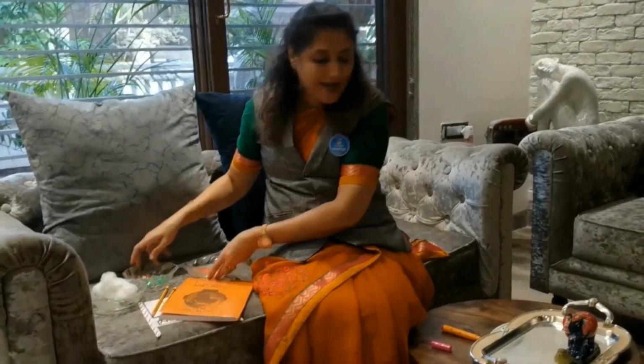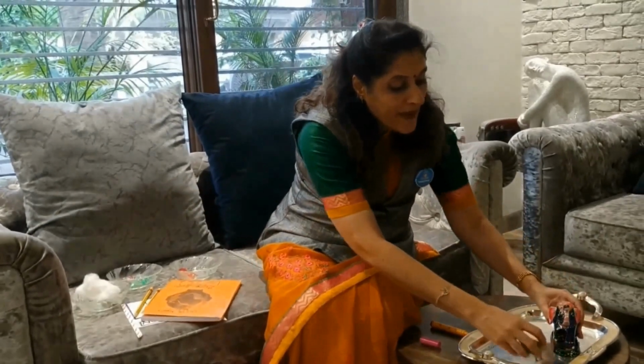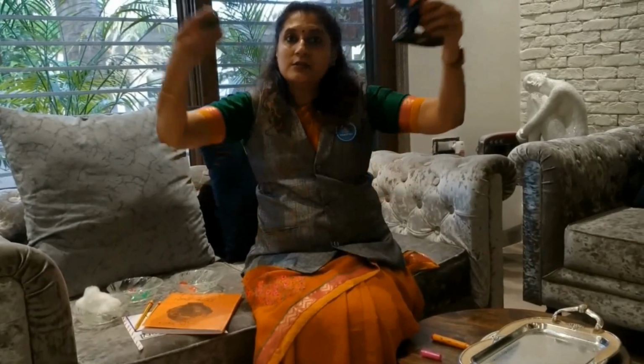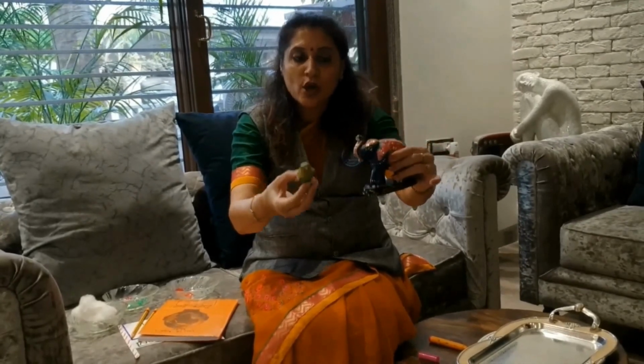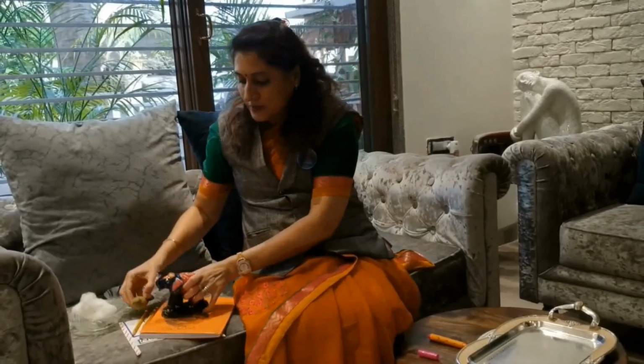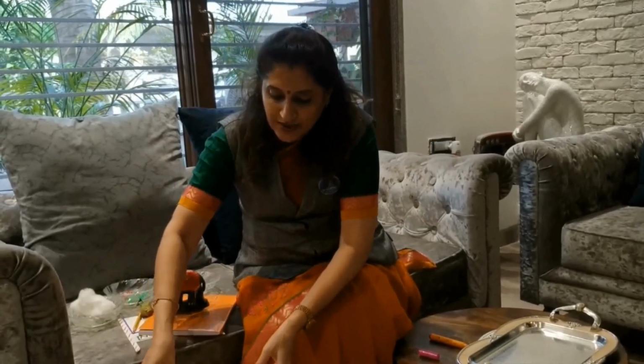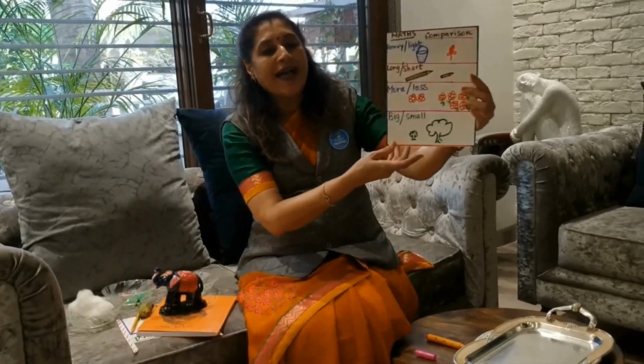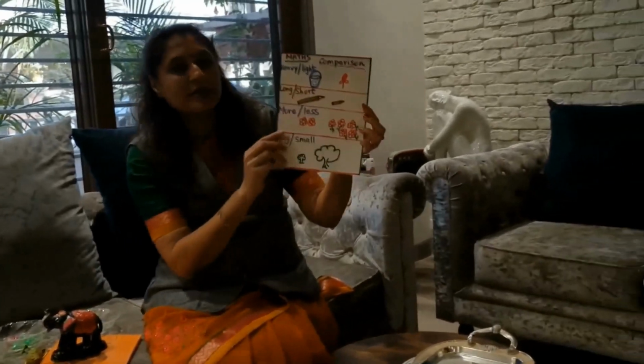Okay. Now our last concept is big, small. Elephant is big, isn't it? See, elephant is big and bird is small. Bird is smaller than this elephant and elephant is bigger than this bird. So big, small. Now in this sheet we will do the exercise of comparison.